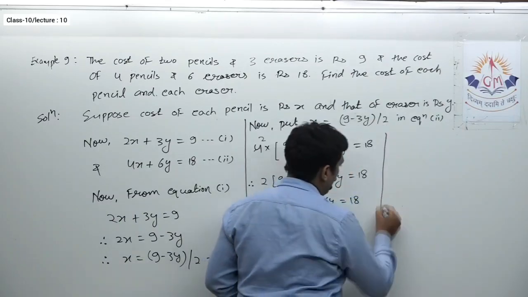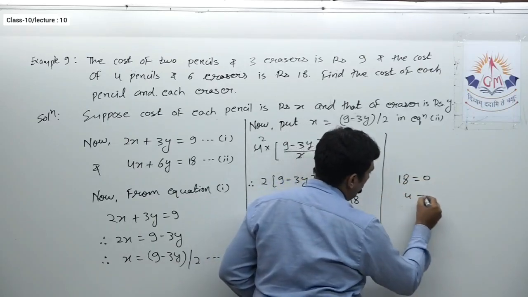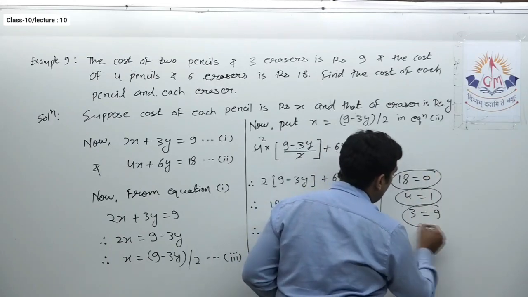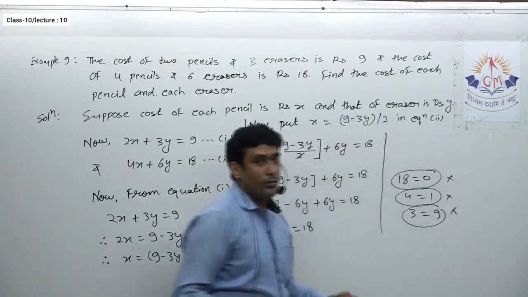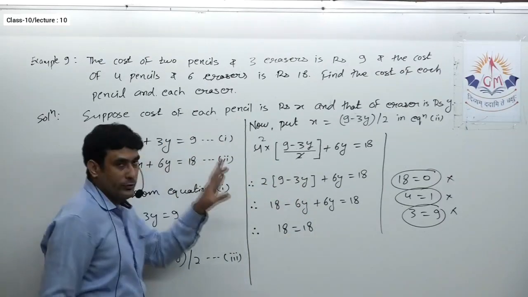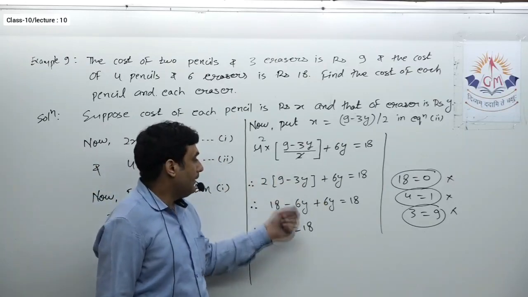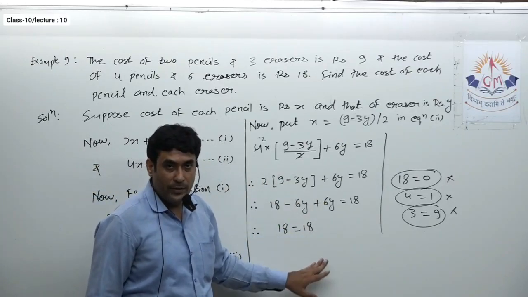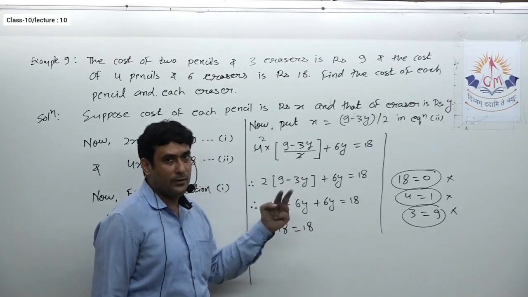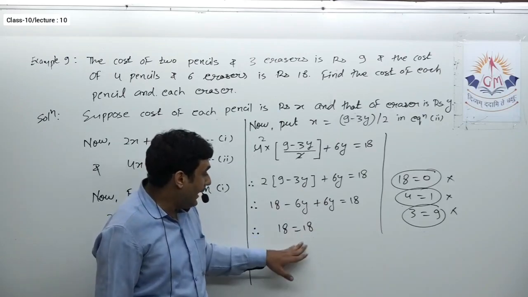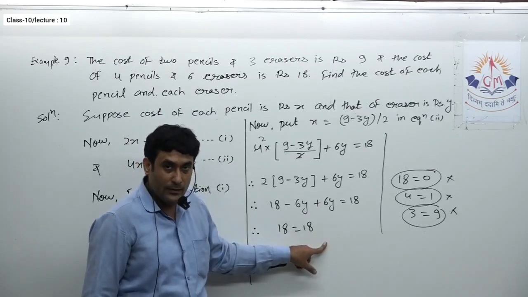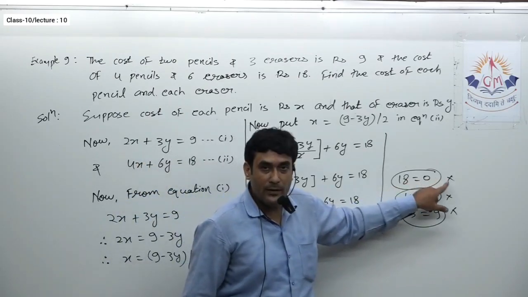So see, there are two possibilities here. It is quite possible that sometime you get 18 equal to 0 or 4 equal to 1 or 3 equal to 9. That means you may get statements which are not true. So here we have to learn a new thing. Till now we solved questions related to the substitution method only. Even if we solve this type of equation by any algebraic method, that is by substitution method or by elimination method or by cross multiplication method, and we come to a situation where the statement is either true or false.